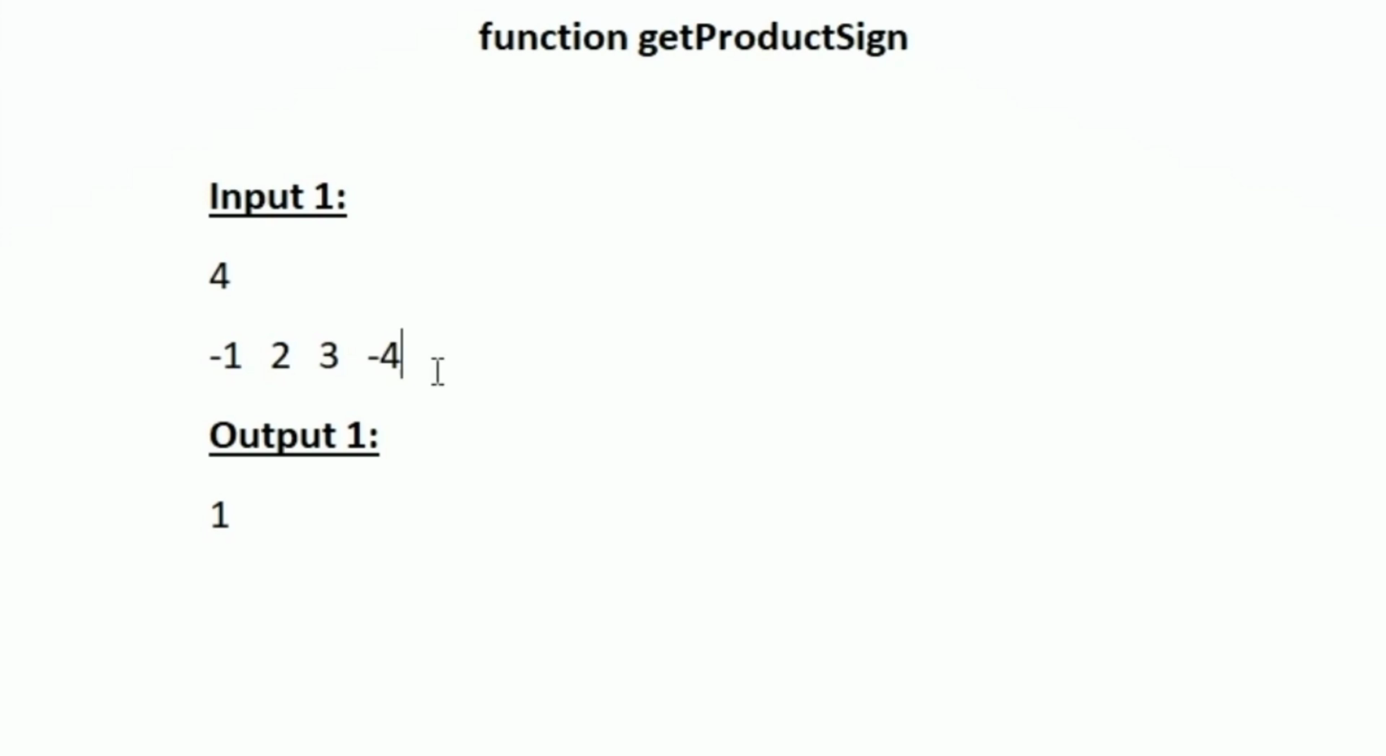have to print 1 in our output, and if the result is a negative value, then we have to print -1 in our output, and if the result is 0, then we have to print 0 in our output. So this is our task. First we have to multiply the given n integers. In our sample input 1, the given n integers are -1, 2, 3 and -4.